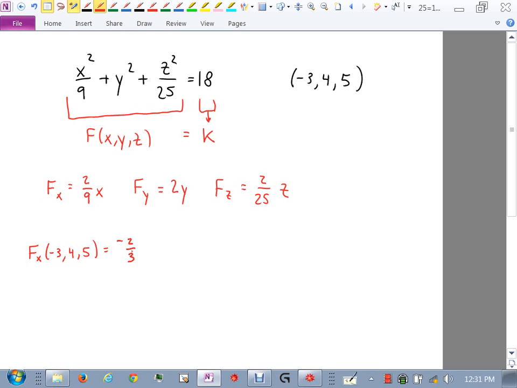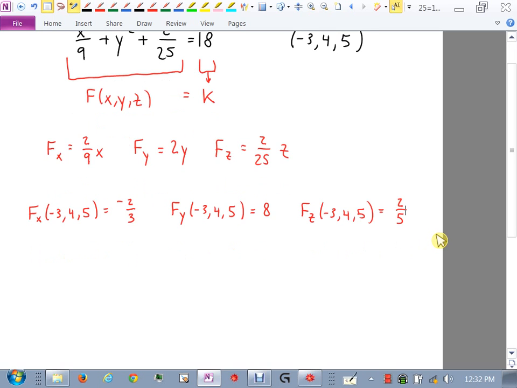right? Then we need partial with respect to y at the point (-3, 4, 5). But only the 4 really matters here. We get an 8. And then the partial with respect to z at the point (-3, 4, 5). Only the 5 matters. 2/5. Any questions on what I did there? Partial, partial, partial. Evaluate, evaluate, evaluate. And now I can go to this.